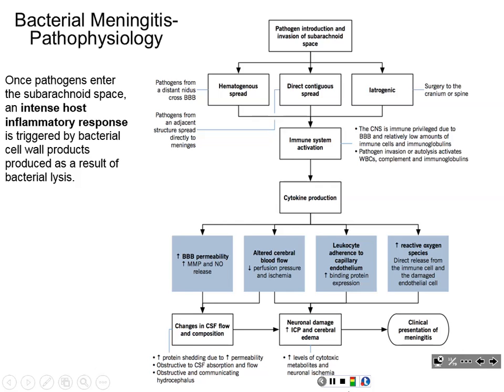Then this vessel permeability and leukocyte adhesion molecules in the endothelium result in an influx of white blood cells. So we're going to see an increased white blood cell count in the CSF of these patients. And the damage to the meninges in response to increased ICP increases cytotoxic reactive oxygen species formation, which damages both pathogens and nearby cells. So even more inflammation, more stuff filling that space in the head.